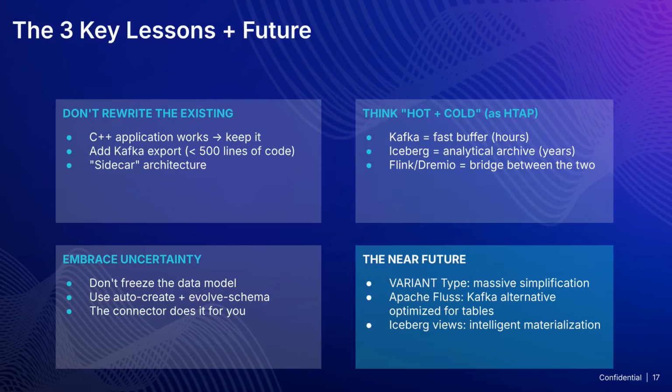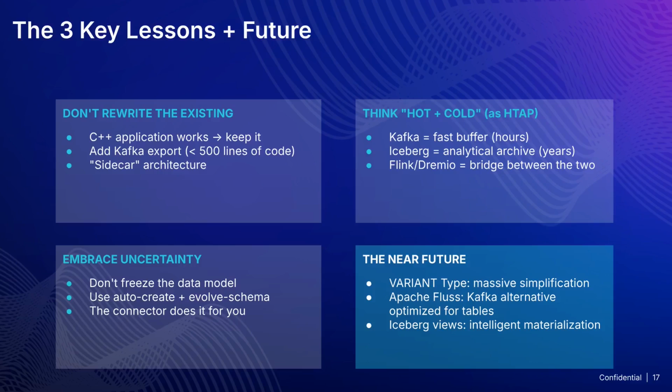3 key lessons for industrial companies wanting to get started. Lesson 1. Don't rewrite the existing. Your production C++ application works. It has value. Keep it. Simply add a Kafka export layer. That's less than 500 lines of code. Sidecar architecture. You plug in the data without touching the application core.